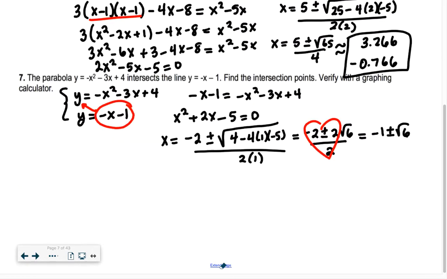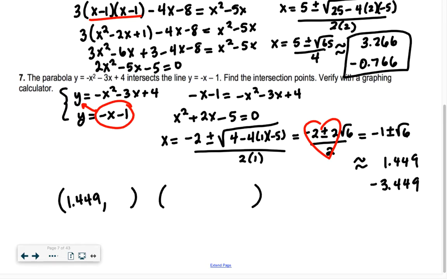Okay, so that's the x values of the intersection points. So I could find those as decimals if I want to. So it would be 1.449 and negative 3.449. Okay, those are the x values of the intersection points. So those are like here, like that. How do I find the y value that goes with them?